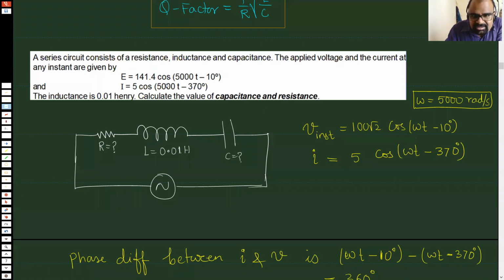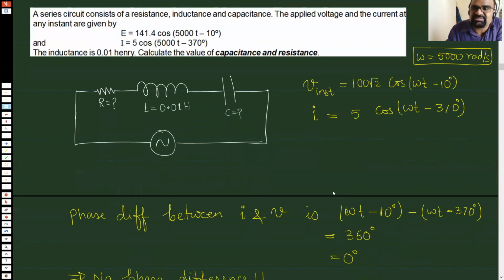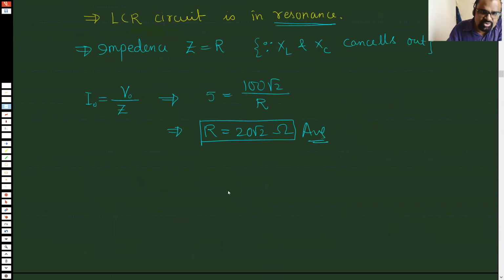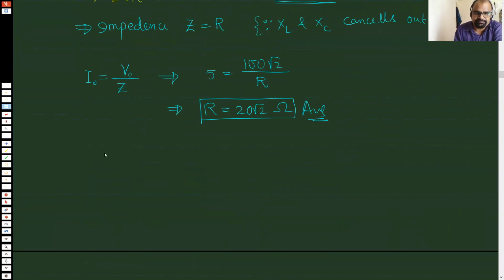Rather, it gave the instantaneous voltage and instantaneous current, and then you had to look for yourself that the phase difference is 360 degree. 360 degree means 0 degree, so no phase difference, so the circuit is in resonance. So this particular thing was not given directly in the question. You had to come to this conclusion that the circuit is in resonance.